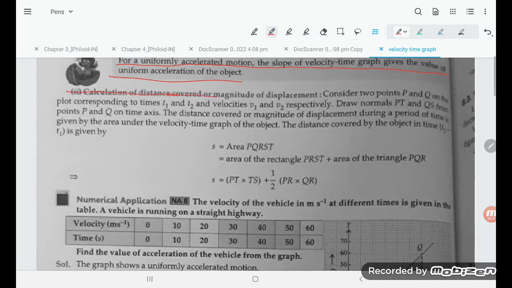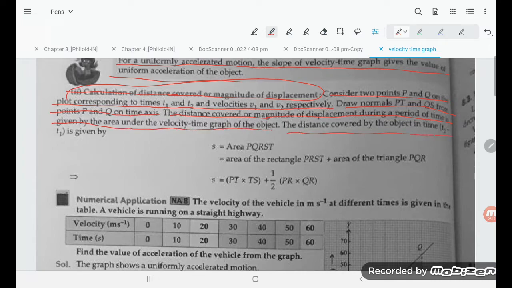Calculation of distance covered or the magnitude of the displacement. Consider 2 points P and Q on the plot corresponding to the times T1, T2 and velocities V1, V2 respectively. Draw normals PT, QR from the points P and Q to the time axis. The distance covered or the magnitude of the displacement during a period of time is given by the area under the velocity time graph of the object.